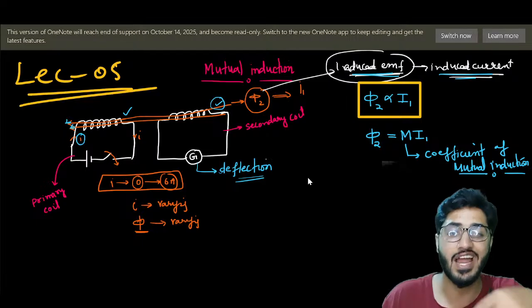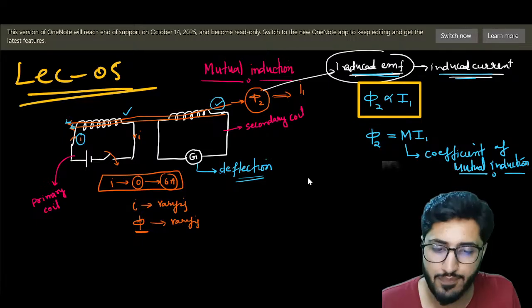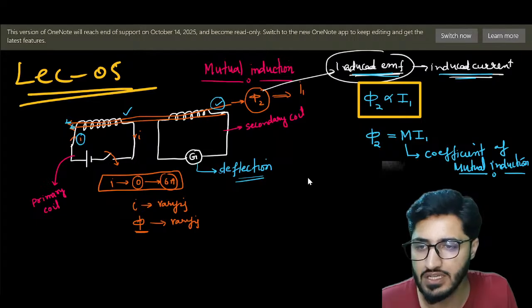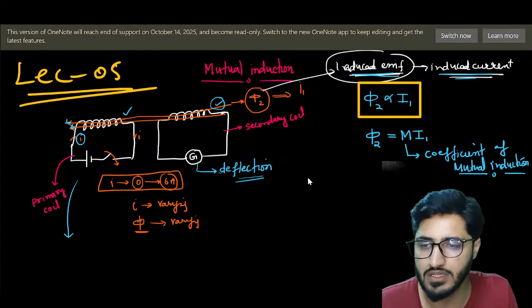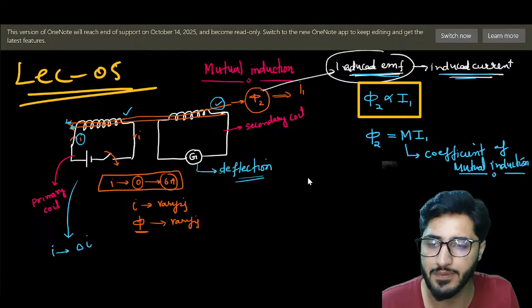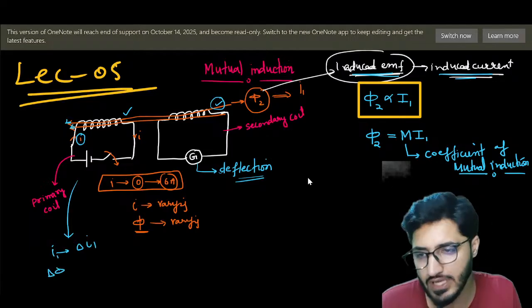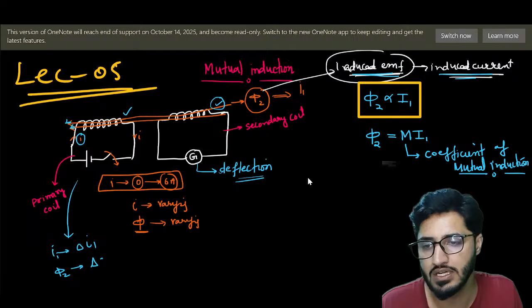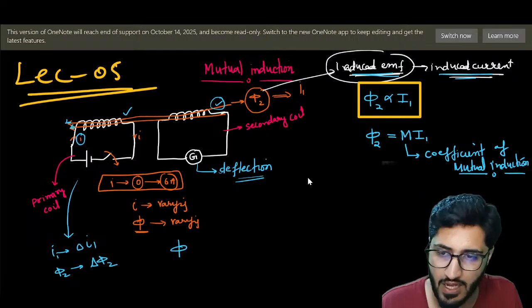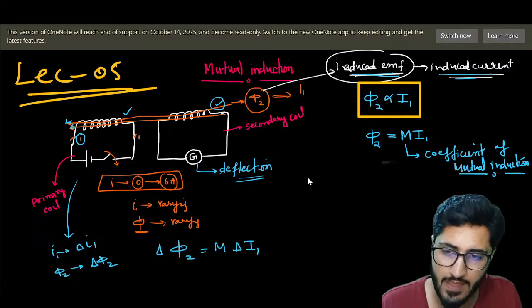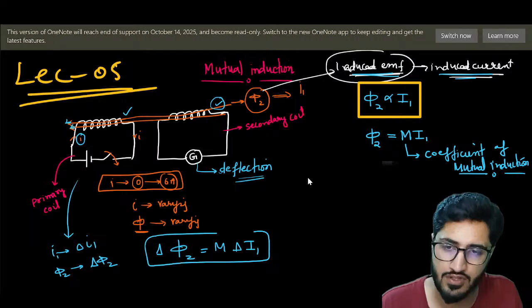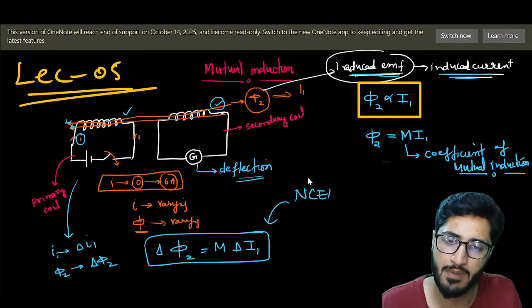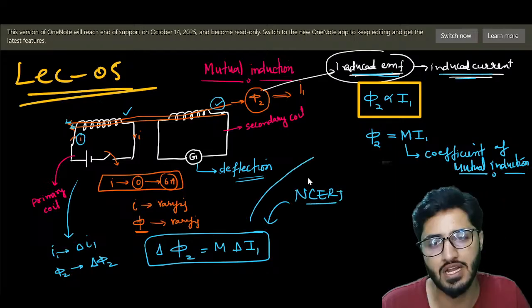Or we can write it in a different way also. Suppose the current changes by delta I1, and the flux changes by delta phi 2. So I can write delta phi 2 is equal to M delta I1. You will get this equation in your NCERT. The meaning of this equation and the previous equation is the same.